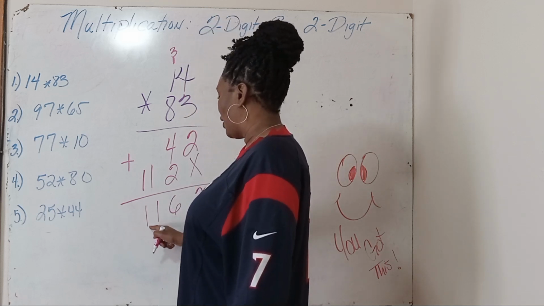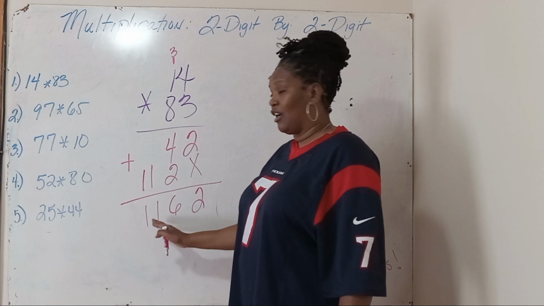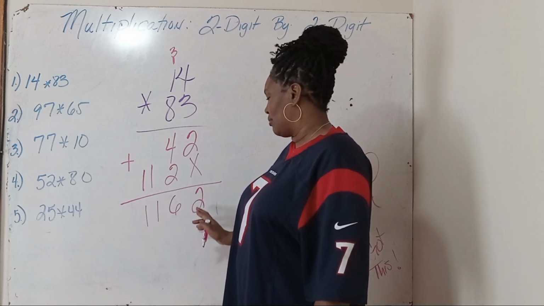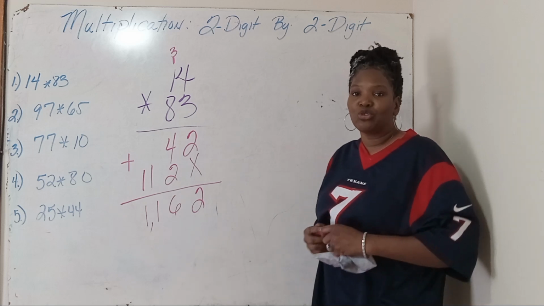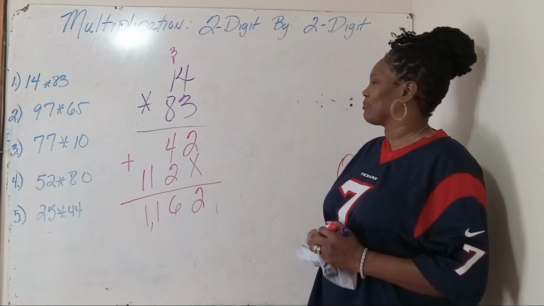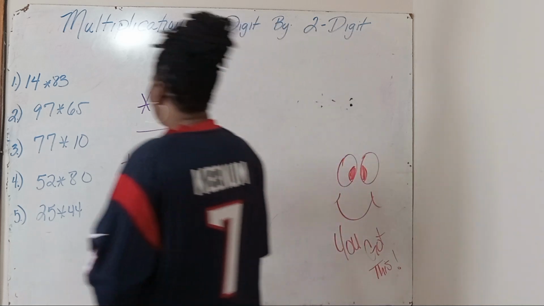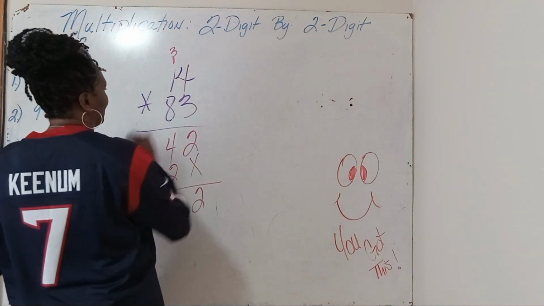My answer is 1,162. And going from right to left, every time we count 3 numbers, 1, 2, 3, we put a comma. 1,162. That is my answer. All right. That's how we do two-digit multiplication by two-digit multiplication. Let's do the next problem.